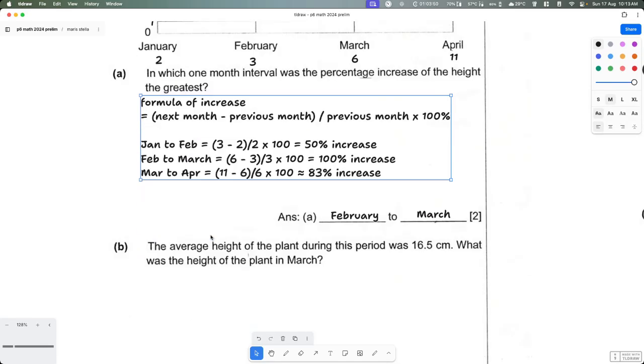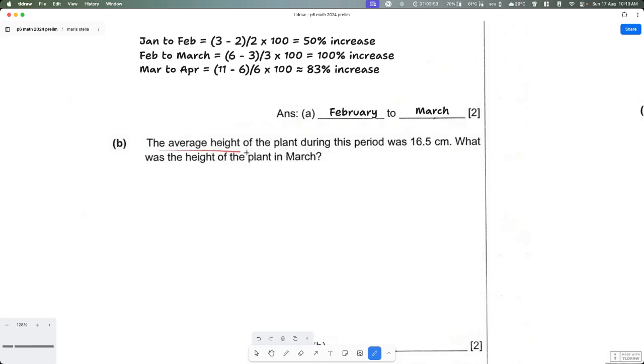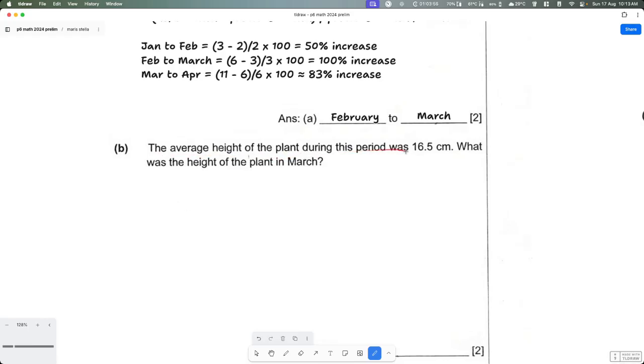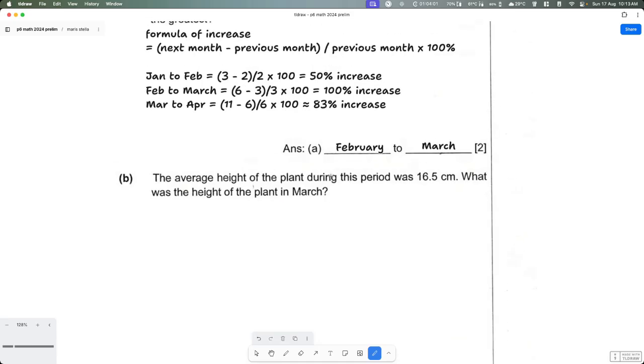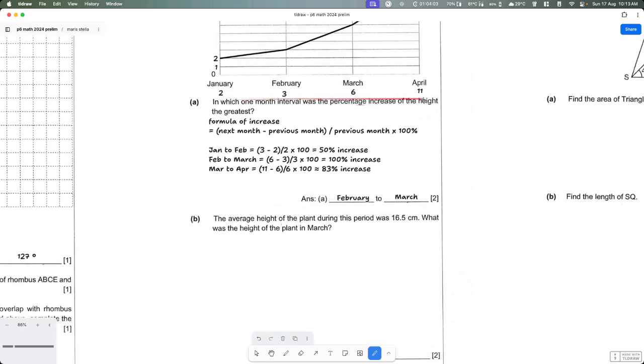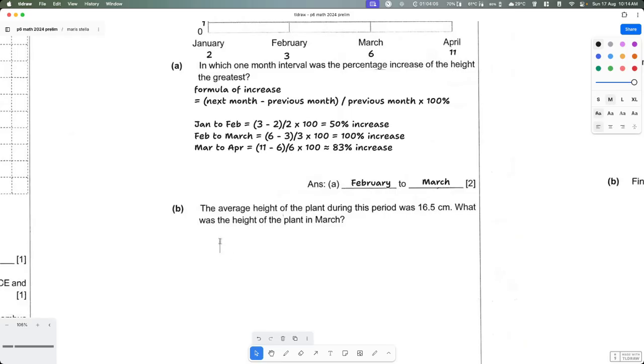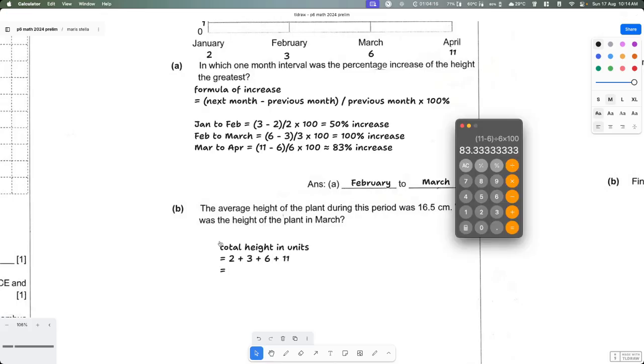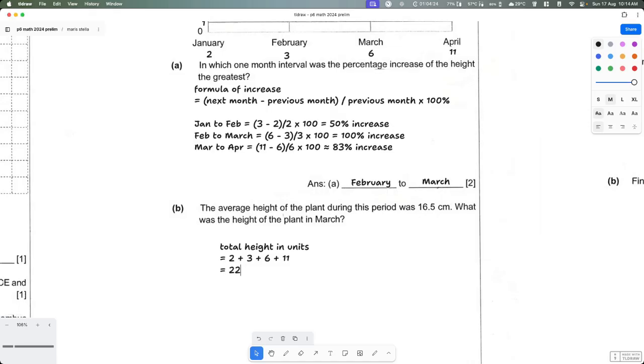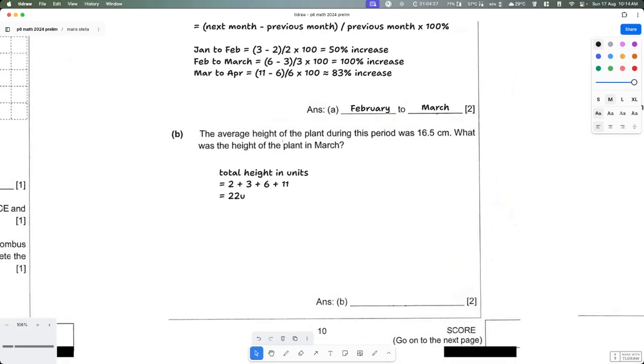So that's it. Okay, let's move on to part B. So it says here the average height of the plant during this period was 16.5 centimeters. What was the height of the plant in March? Okay, so we know all of the units. So we can get total height in units is equal to 2 plus 3 plus 6 plus 11, which is 22, right? 22 units.